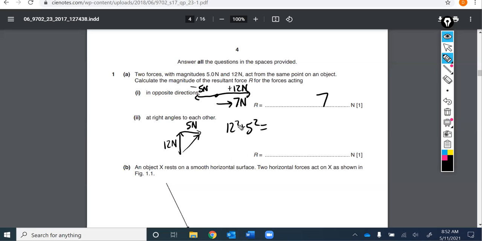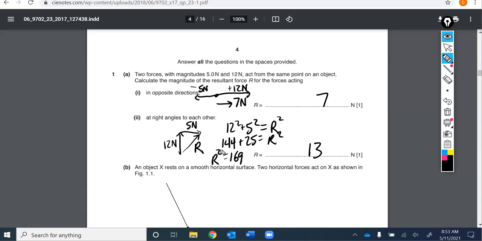So 12 squared plus 5 squared equals, we'll call this R, for the resultant, squared. 144 plus 25 equals this squared, and that's 169. And I think that's 13 even, right? That's a perfect square. The square root of 169 is 13. Yeah, 13. We got 13 newtons going that way.